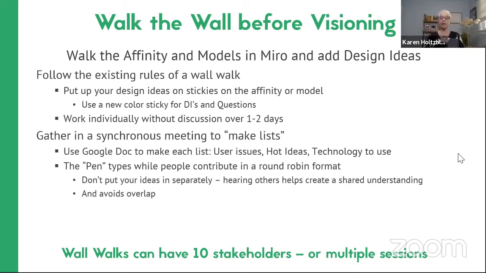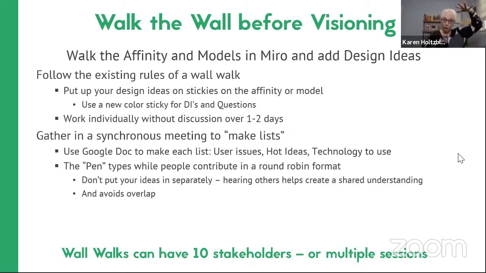Then you're going to get together to make lists. And of course, where would we make lists? Well, we use a Google Doc. And so you're going to make your list with everybody in Zoom, faces showing, okay? Now these are people, this can be a big meeting. If you've had 10 people with stakeholders walking the wall, you can do this meeting with 10 people, even if they're not going to be in the visioning session, right?